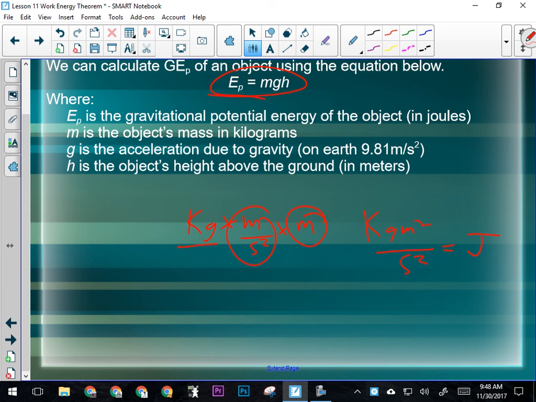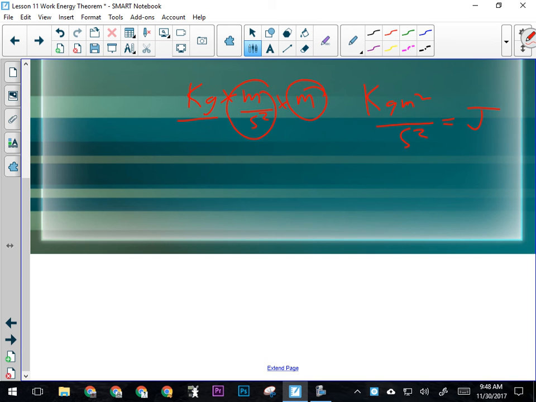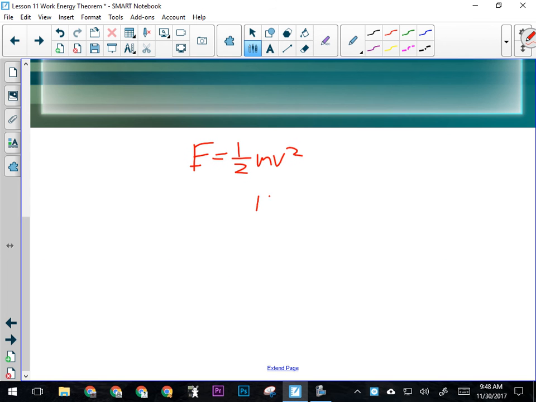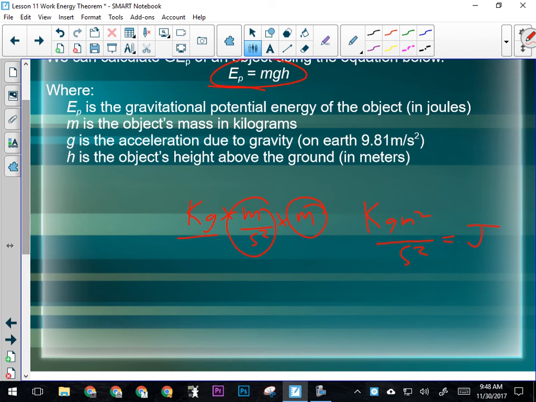Okay, so does that formula make sense there, guys? See? So the units are joules. Now, if we're looking at kinetic energy, remember kinetic energy's formula was 1/2 mv squared. Am I still going to get joules? Yes. Okay, because mass is in kilograms and speed is in meters per second, but it's squared. Kilogram meters squared per second squared. Still get joules. Okay. All right.